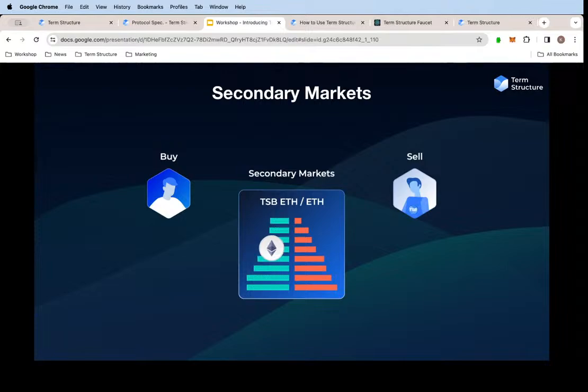And next, we're going to move on to the secondary markets. And this is a GIF for you to look at to give yourself a rough idea of what secondary markets are. So please take a look at the GIF.